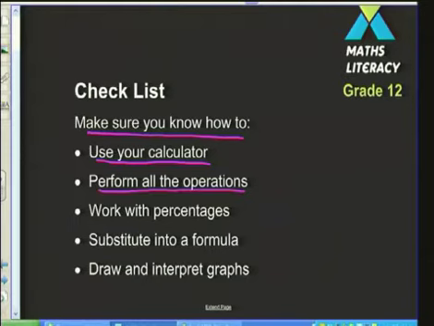We need to be able to perform all the operations, work with percentages, and I'm going to add here as well, work with ratio, and substitute into a formula, because remember they're going to give you the formula. We just need to know how to use the formula. And lastly, we're going to draw and interpret some graphs. So that's today's session. I hope that you're ready, and the best thing to do is to actually do some examples. So let's go through and see what our first calculation is.